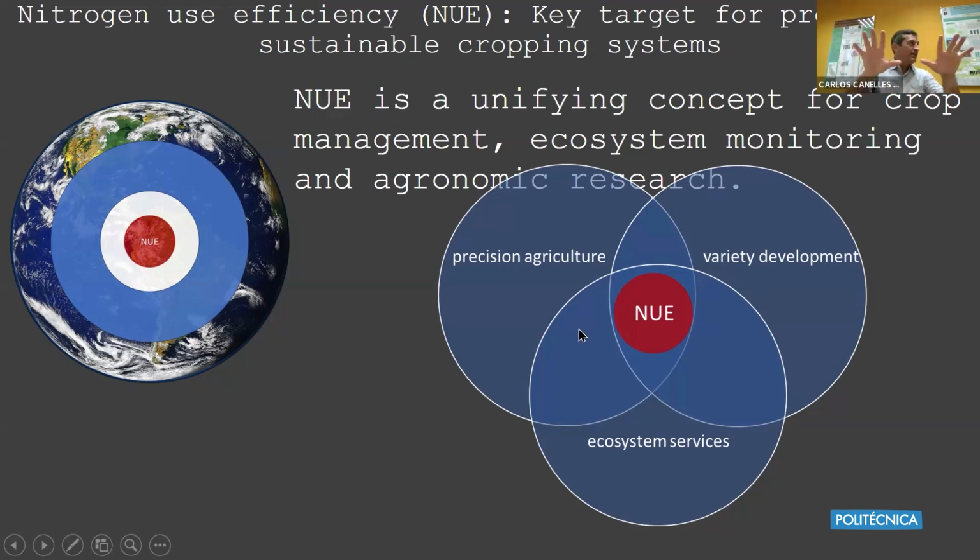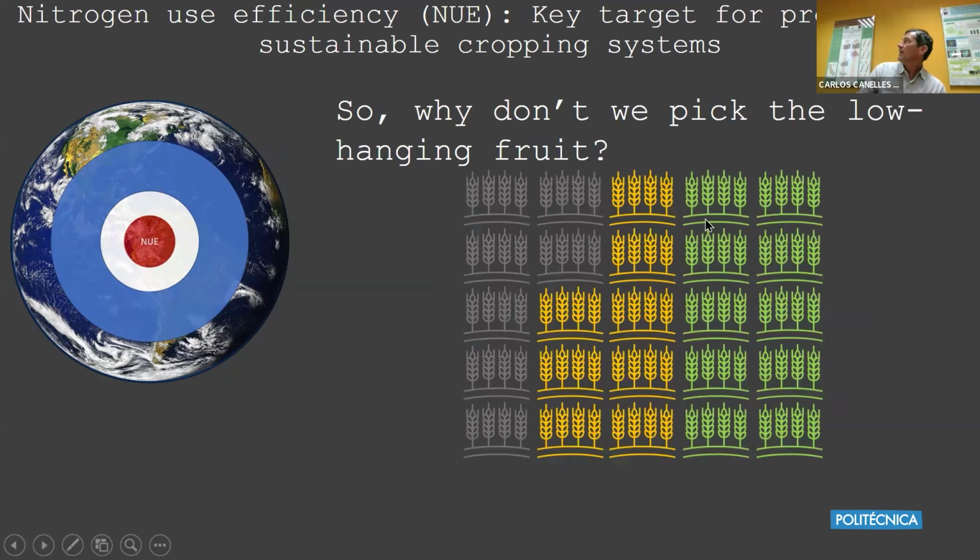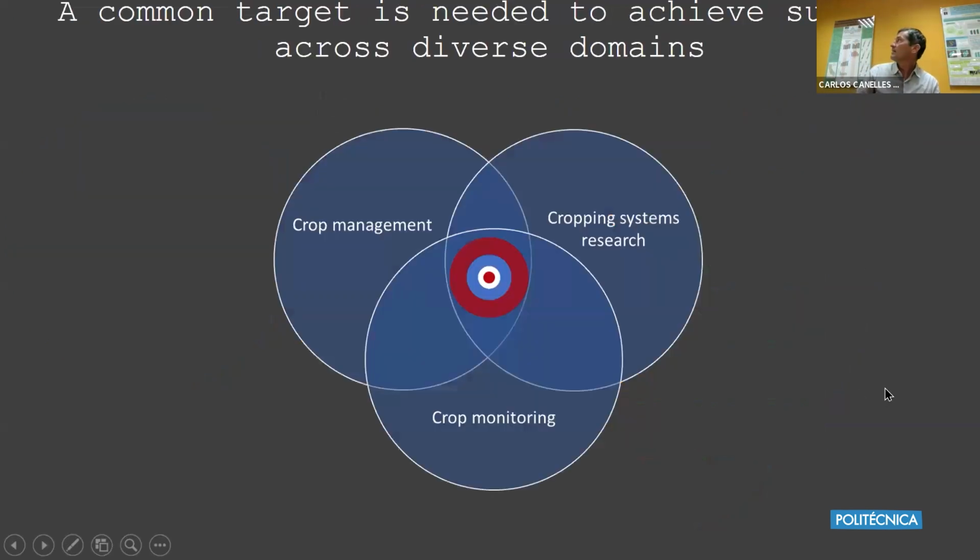So NUE is a really unifying concept at the farm in what we do and at the environmental level. But we're just not picking these low-hanging fruit at scale and across the globe and across regions. So why is that? Well, I think that part of the problem is that we don't have a common target.